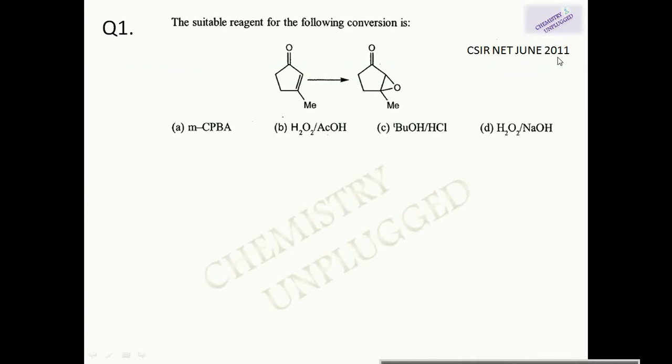In this question, we have to identify a suitable reagent for the conversion of this compound to this one. So we can use peroxy acids or hydrogen peroxide NaOH for this reaction. But mCPBA attacks on electron-rich centers, while H2O2 NaOH attacks on electron deficient centers, and alpha beta unsaturated carbonyls are electron deficient in nature. So this reaction will be governed by H2O2 NaOH.